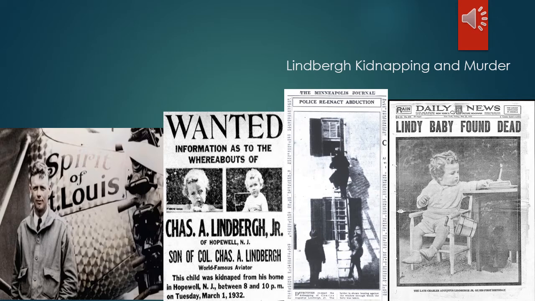On February 13, 1935, the jury returned a verdict. Hauptmann was guilty of murder in the first degree. The sentence, death. On April 3, 1936, at 8:47 p.m., Richard Hauptmann was electrocuted.